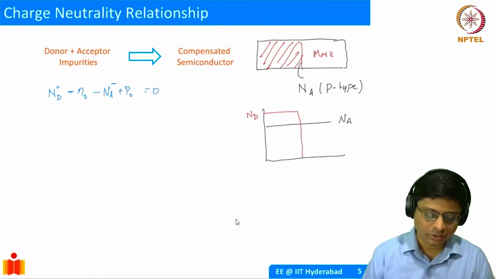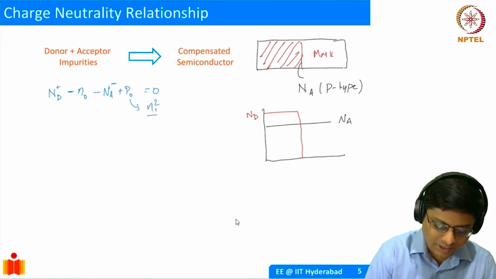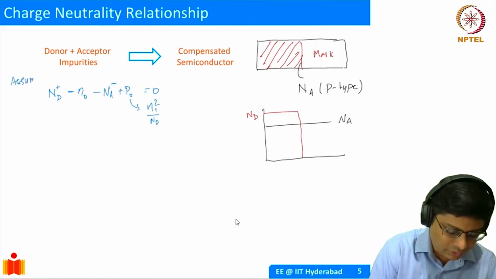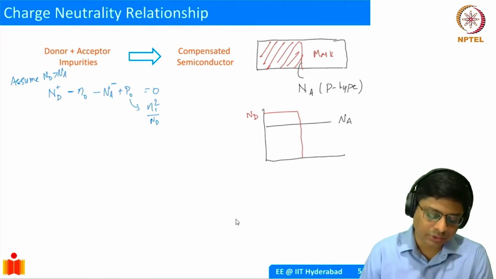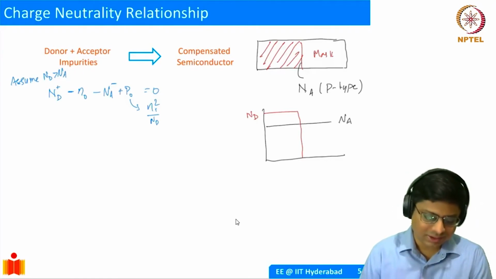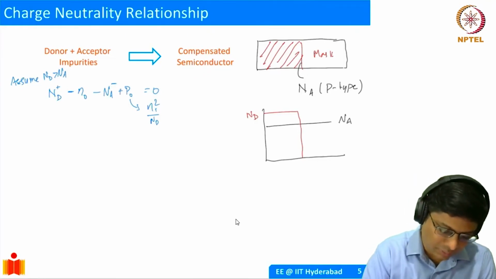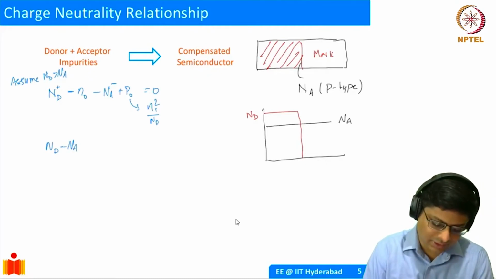We also said that since it's an equilibrium, p naught is going to be ni squared by n naught. I'm assuming this analysis is for Nd greater than Na, so majority carriers are electrons. So I can put p naught equal to ni squared by n naught. Then I can just play around with these numbers. I'll drop the positive and negative signs and simply write it as Nd minus Na. And then I'll take the ni squared to the other side.